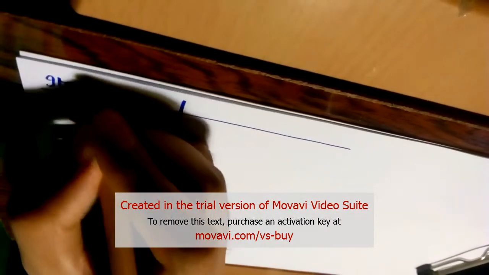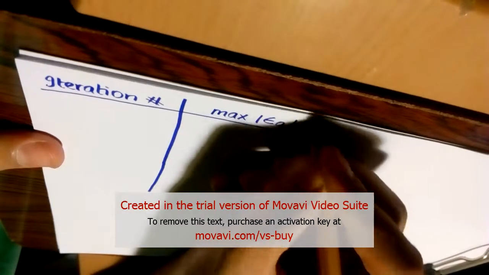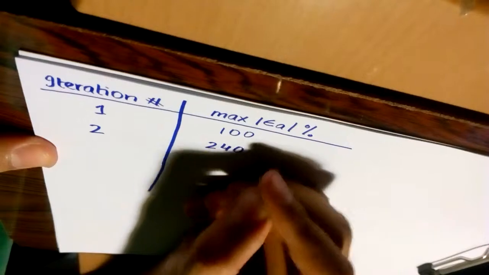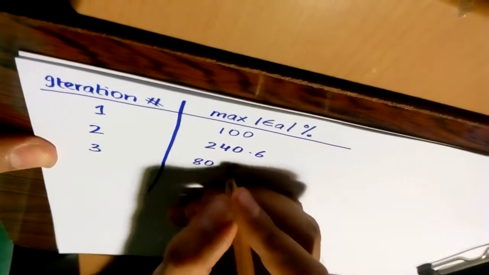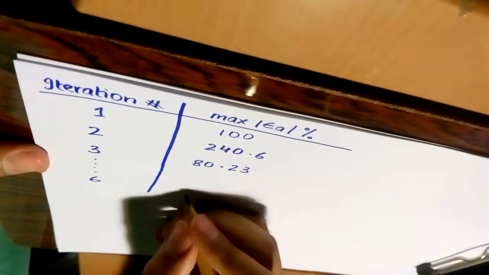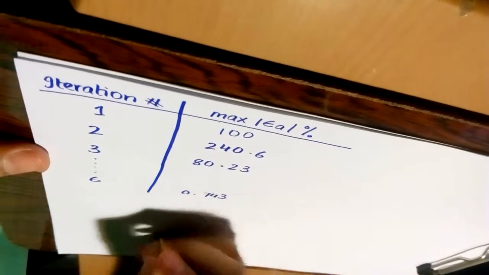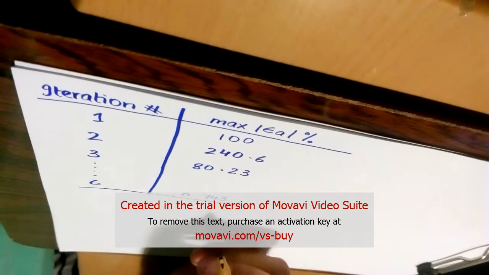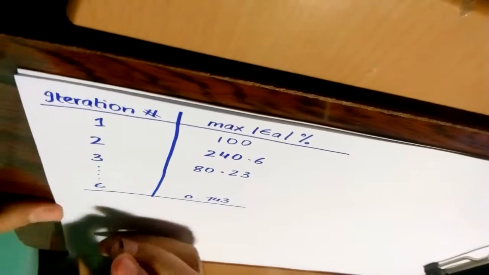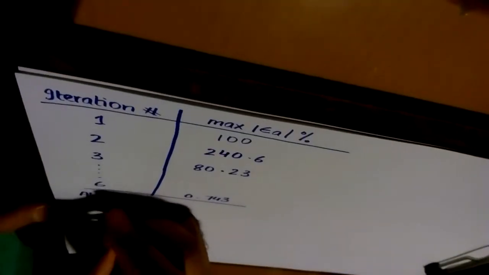Now I have made columns to represent my number of iterations and my percentage error, and this chart shows that percentage error decreases after a few iterations, and on the 6th iteration it decreases to 0.74%.